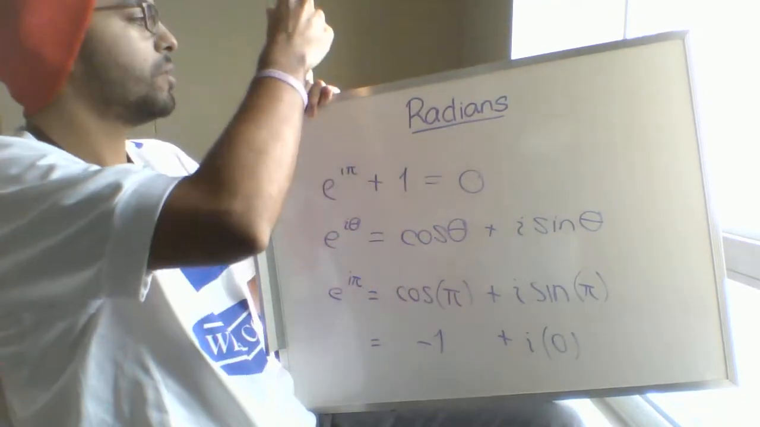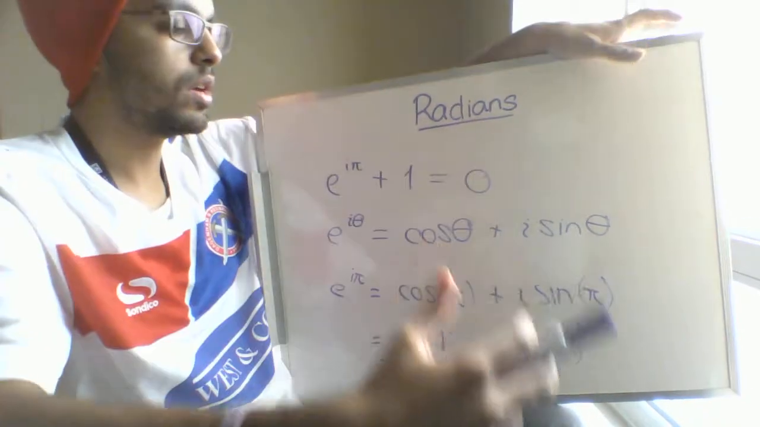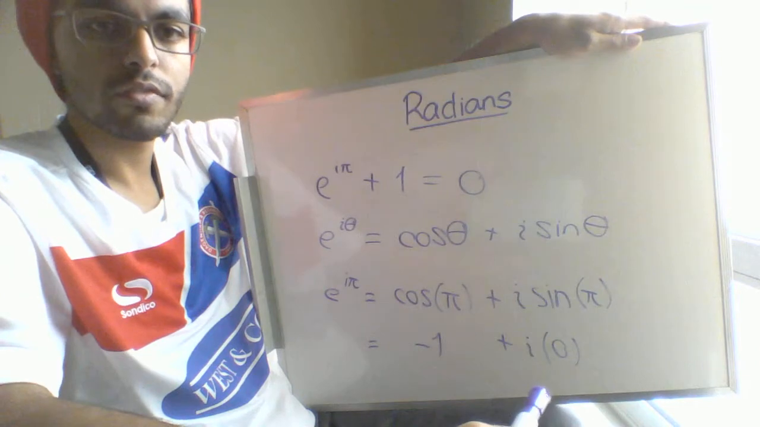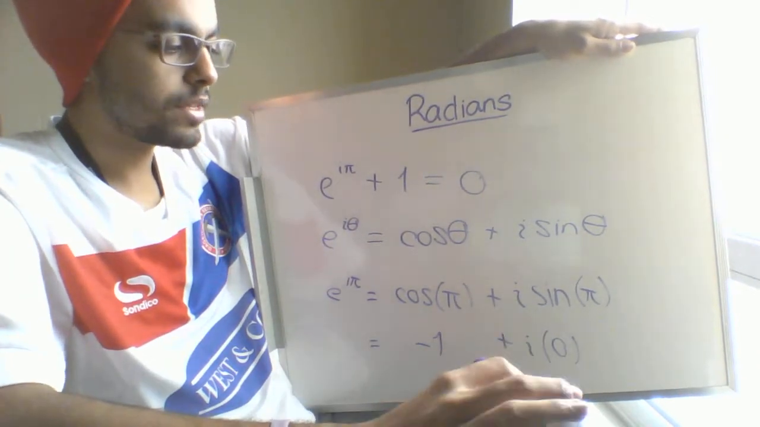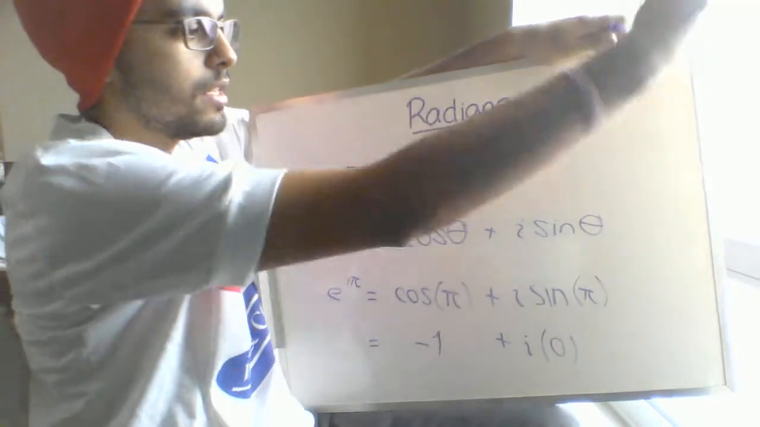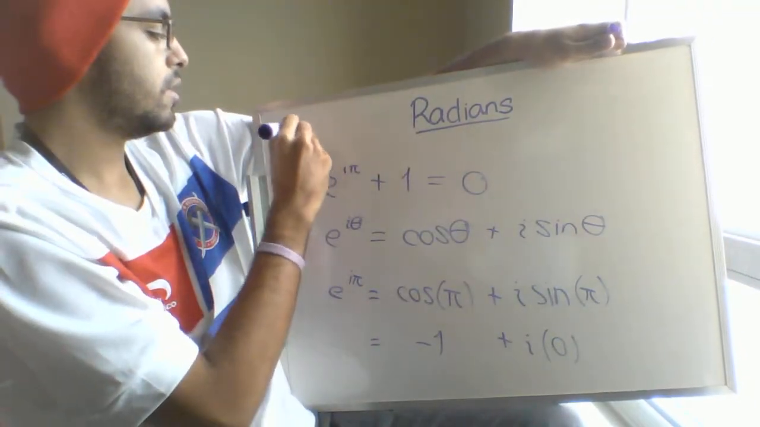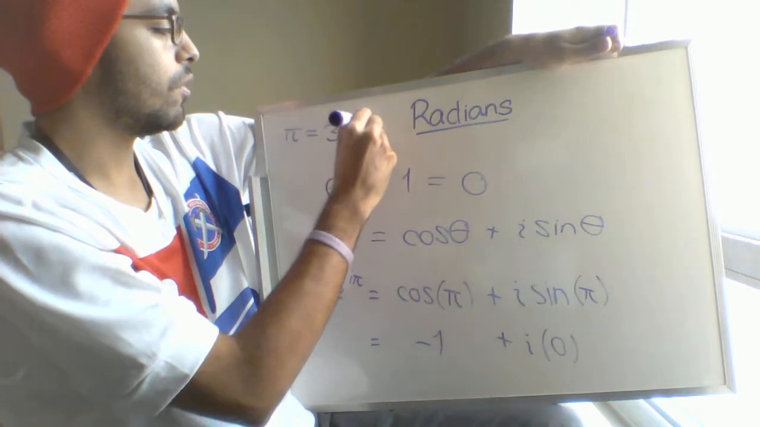But if you think about it in terms of degrees, the way we've been working with our trigonometric functions the whole unit, it doesn't make any sense, right? Because pi is about 3.14, right?